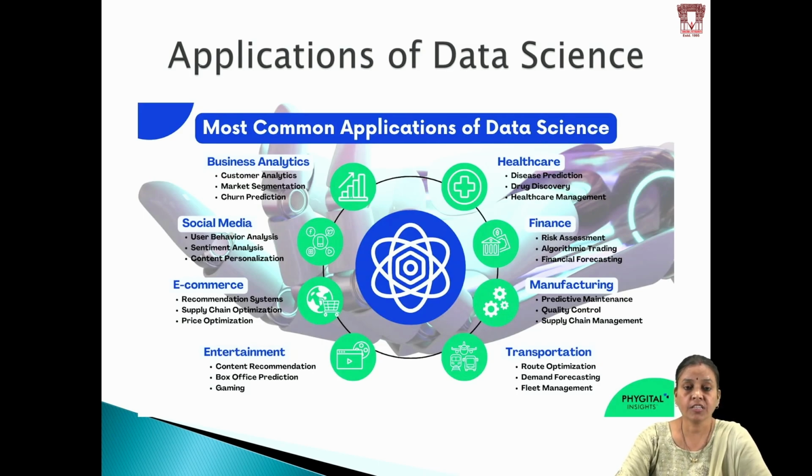These all come under the uses of social media, which is one of the applications of data science. Let us move to the next application, that is e-commerce. In e-commerce, what are the uses? It is used for recommendation systems, supply chain optimization, and price optimization. These are all the uses in e-commerce, which is one of the applications of data science.